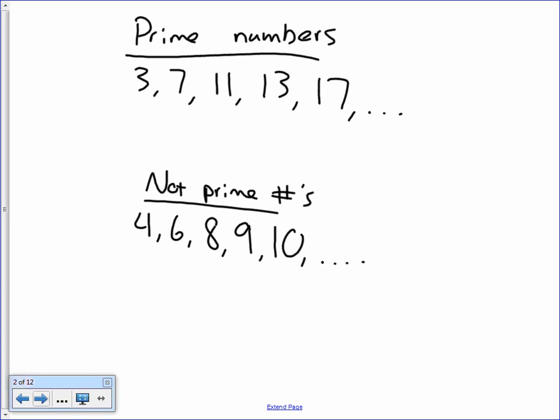Ones that are not prime numbers, we have examples here. I have 4, 6, 8, 9, 10. Well, 4 is divisible by 2, and 2 is not 1 or 4. 6 is divisible by 2 and 3. 8 is divisible by 4 and 2, 9 by 3, 10 by 2 and 5. So knowing the difference between prime numbers and not prime numbers, basically they can't be divided by anything other than 1 and itself.